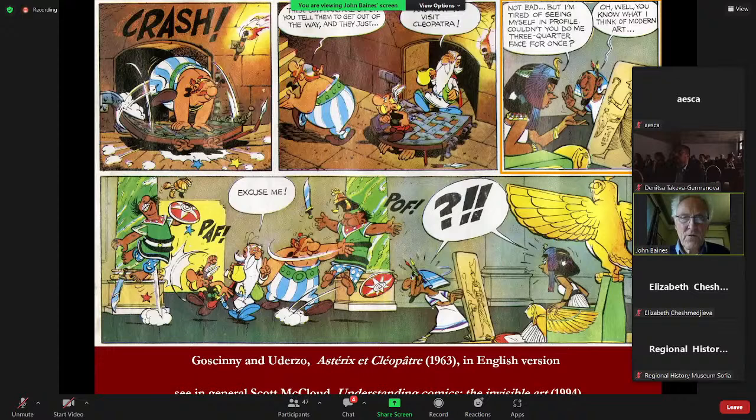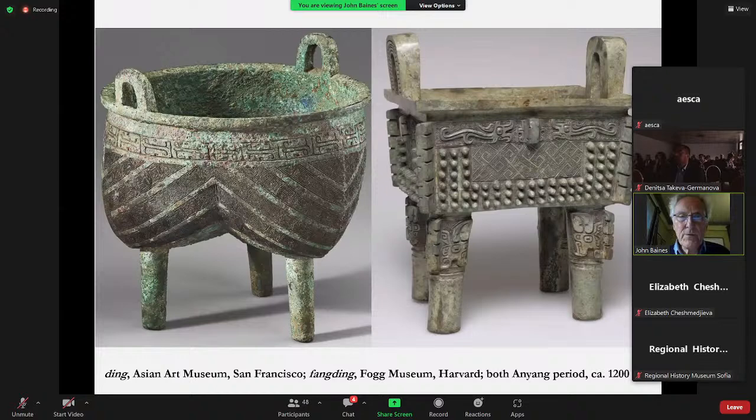I just put in a Chinese example here to emphasize that Egyptian art is fundamentally representational, which is why we have these problems of understanding.